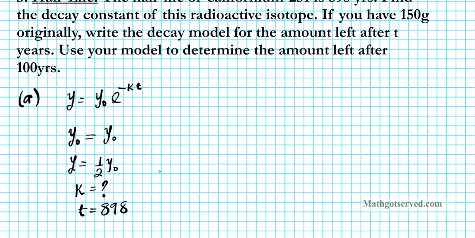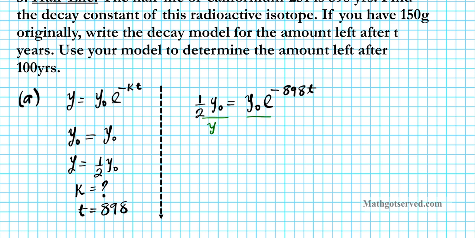All right, so let's input these values into our decay formula and determine how long it takes for half of an original amount of californium-251 to decay, okay? All right, so let's put it in. We will have 1/2 y sub 0 equals y sub 0 e to the negative 898t. All right, so first thing we'll do, divide both sides by y sub 0.